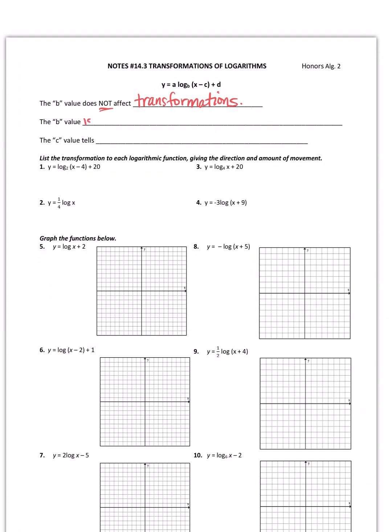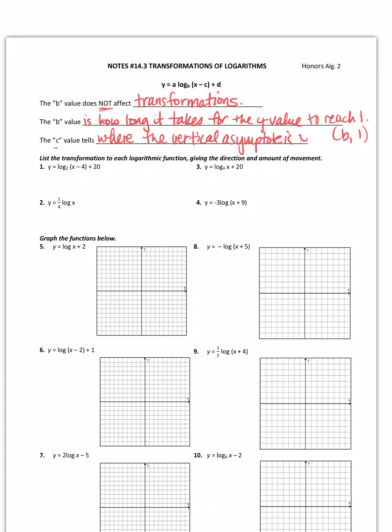The B value is how long it takes for the Y value to get to 1. Remember, it's base 1. That's your second point. It tells you how long it takes that Y value to get to 1. The C value is telling us which way it moves left and right, but honestly, with our vertical asymptote, the C value tells us where the vertical asymptote will be. So it'll be x equals whatever C is. All right, and we'll model this for you as we go along.